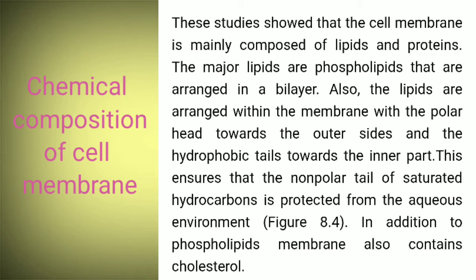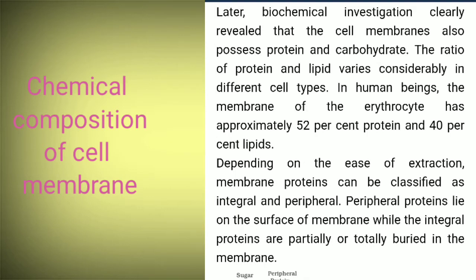In addition to phospholipids, there is also another chemical called cholesterol. Later, it was also found that the cell membrane comprises carbohydrates. The ratio of proteins and lipids varies considerably in different cell types, whether in the plant kingdom or the animal kingdom. For example, in human beings, the membrane of the erythrocyte, that is the red blood cell, has approximately 52% protein and 40% lipids.